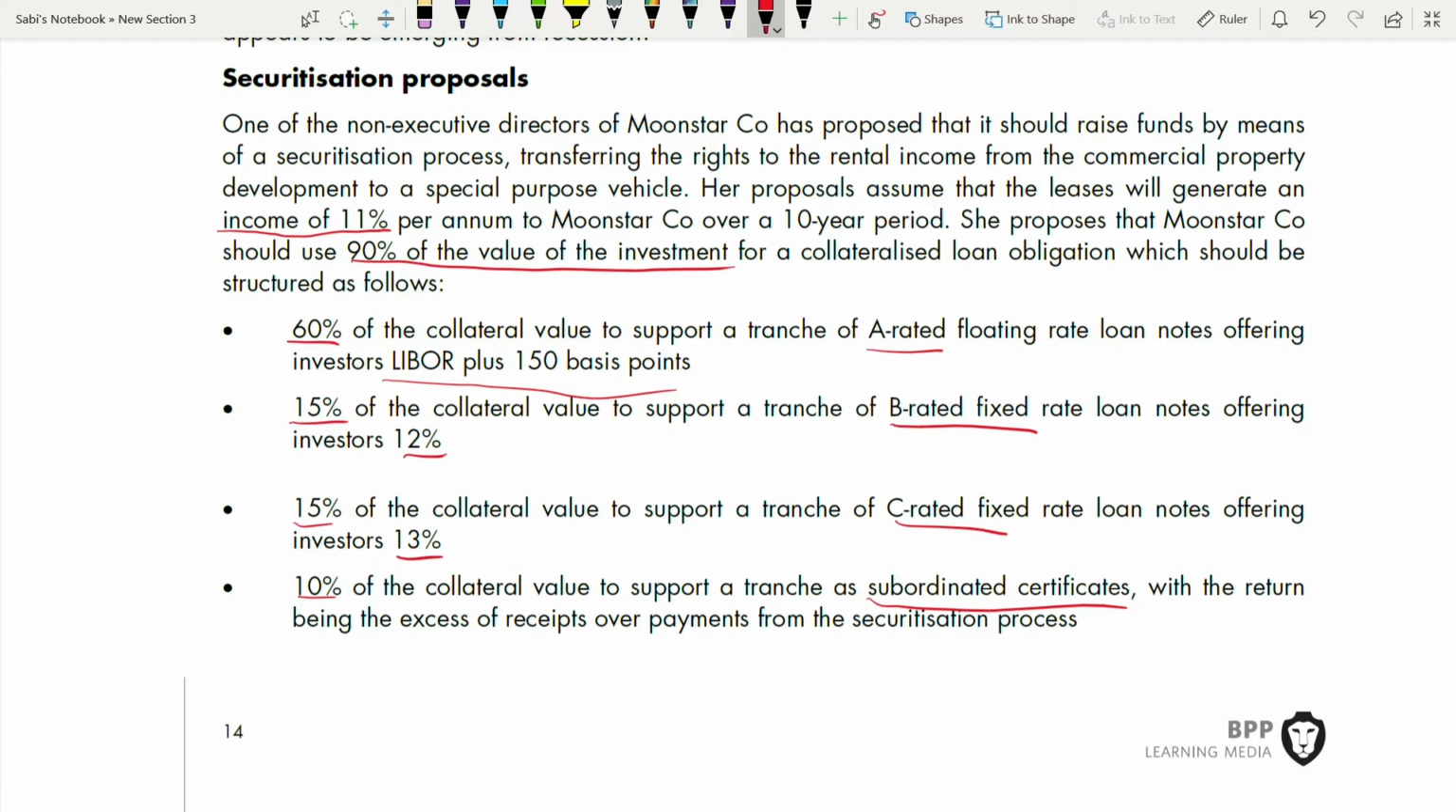So basically for this subordinated certificate, you are not given the value; you have to find it, that is the balancing amount. Your return, your excess of receipts over payments, whatever you get from the securitization process, that will be your subordinated certificate. So the balance.